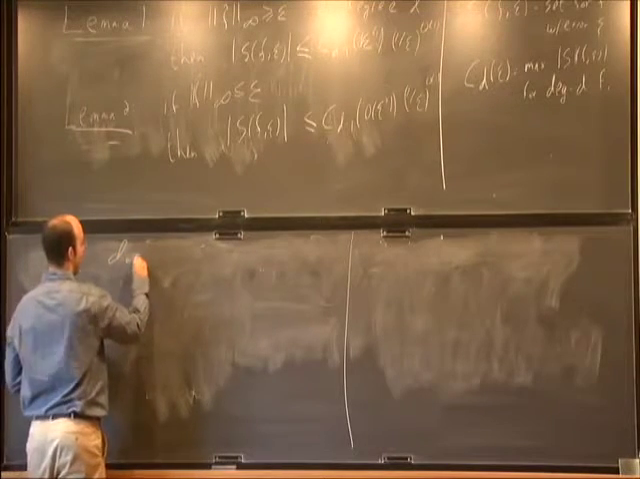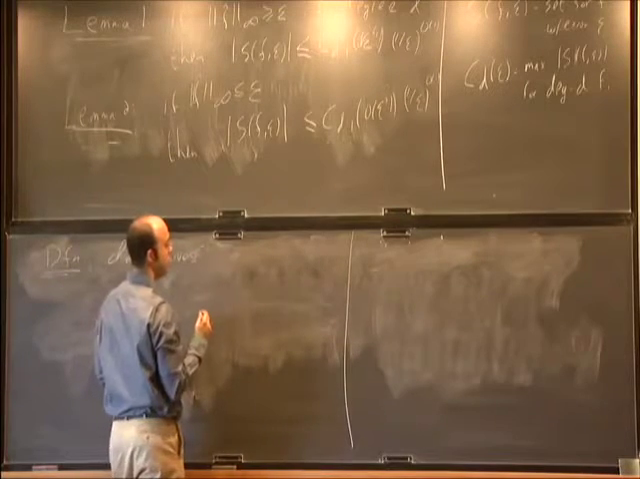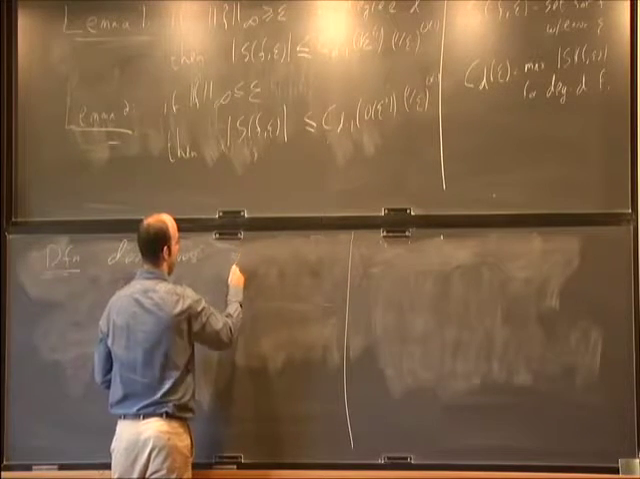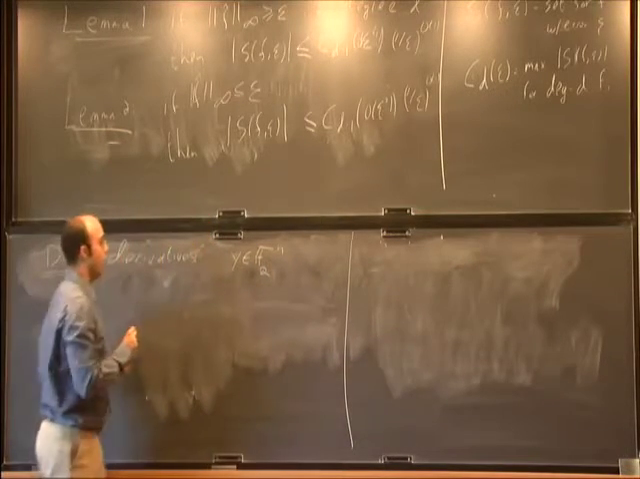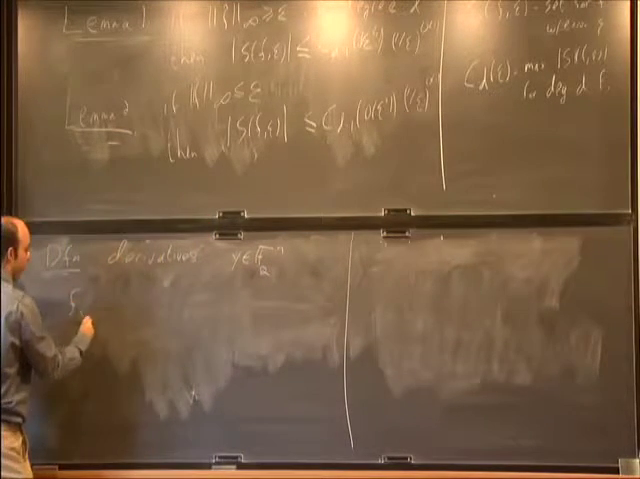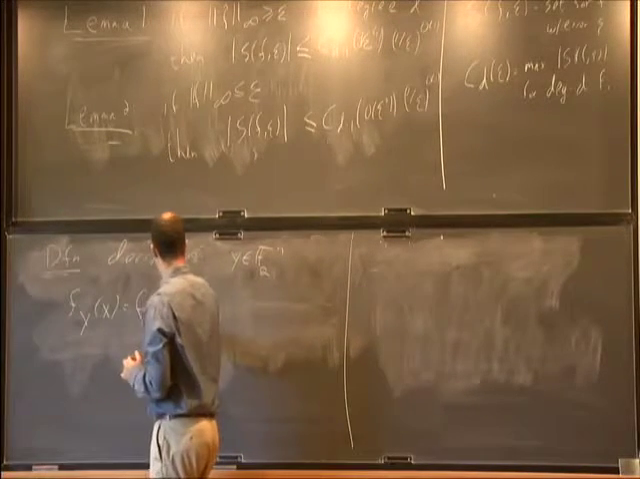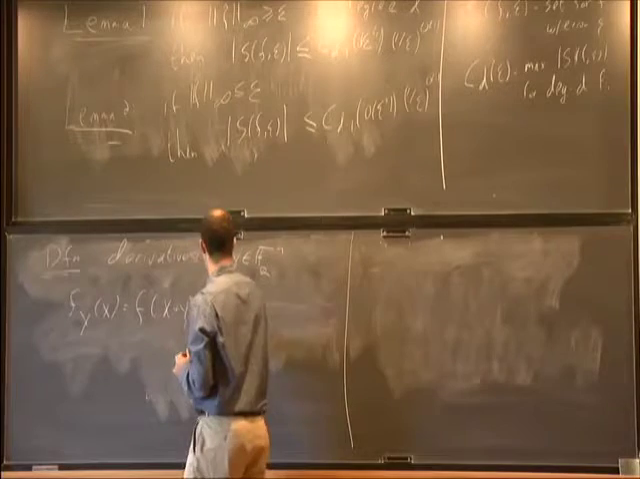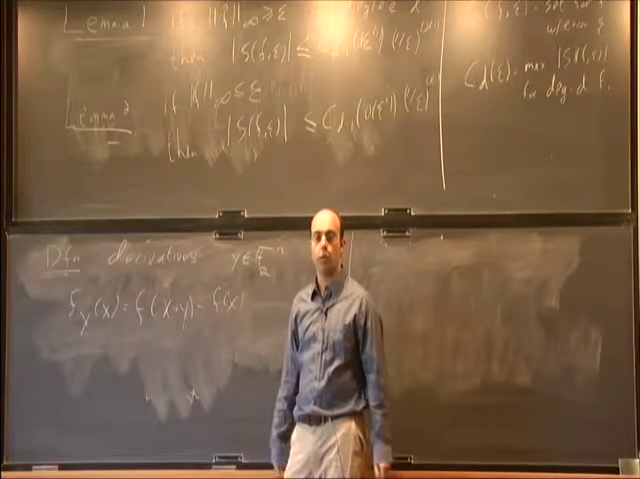So derivatives, those will be directional derivatives, because we're working in some finite space. So let y be some direction in F2 to the n, and we define the derivative of f in direction y to be f of x plus y minus f of x. So that's the definition of a discrete derivative. I'm sure most of you have seen it.